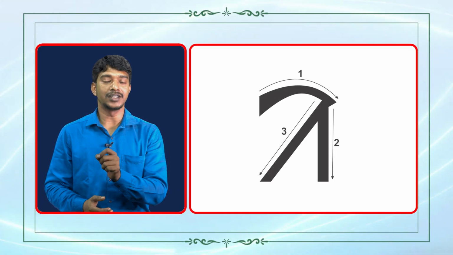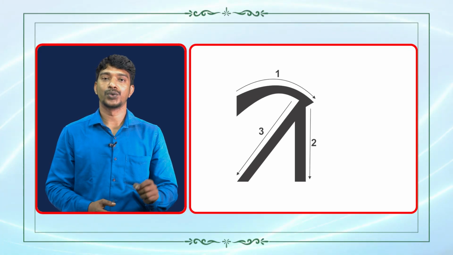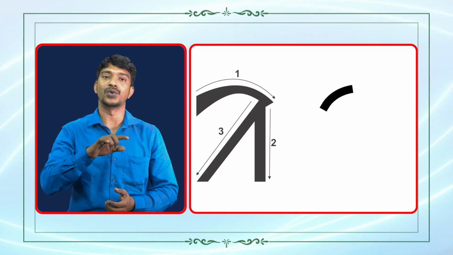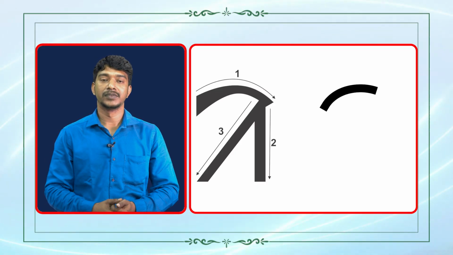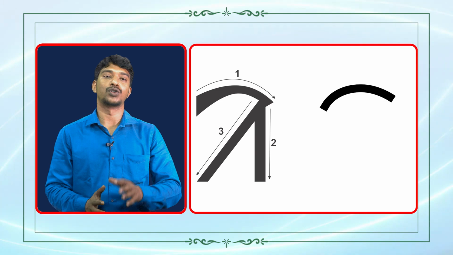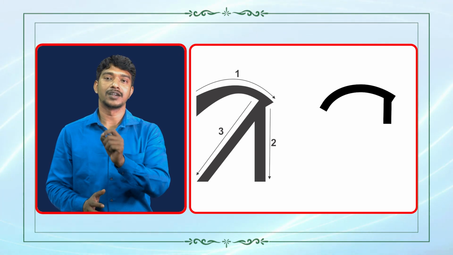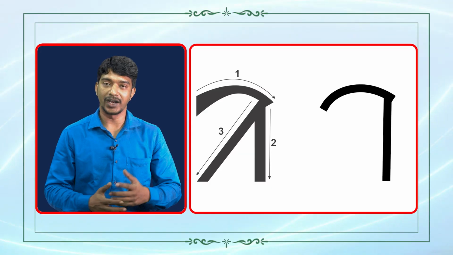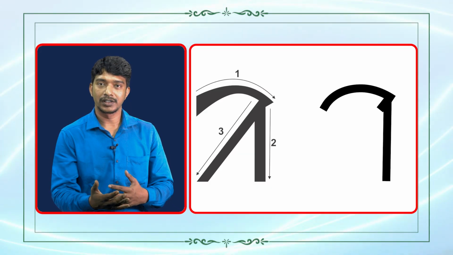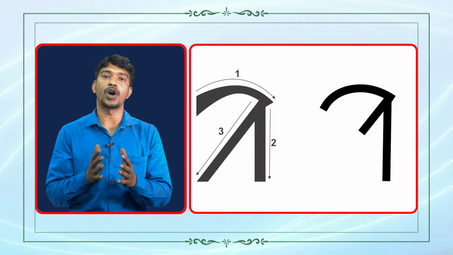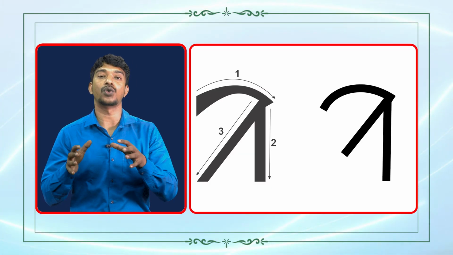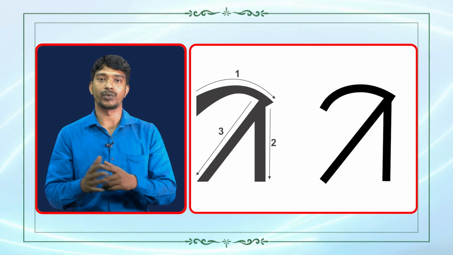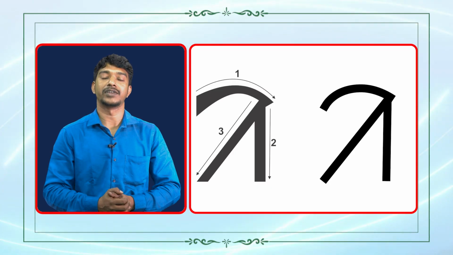To write E, in the first step, we will draw a semicircle from left to right on top. In the second stroke, draw a straight line downward from the end of the semicircle. And in the third stroke, starting from the end of the semicircle, draw a diagonal line downward left. In this way, E is graphically written.